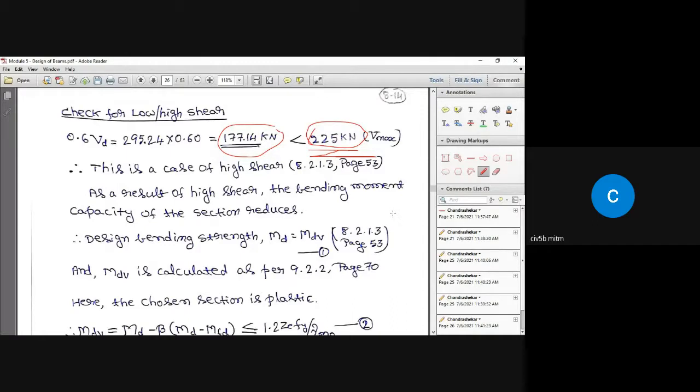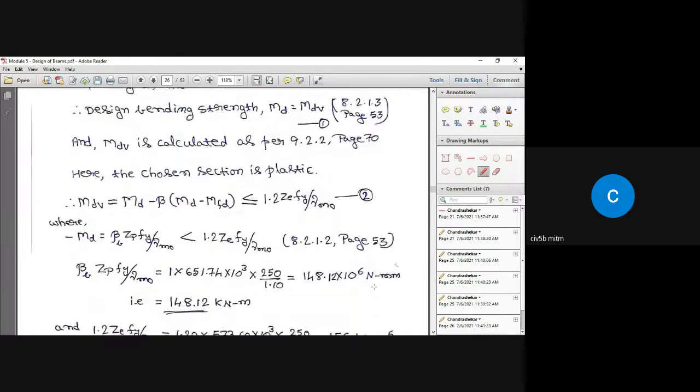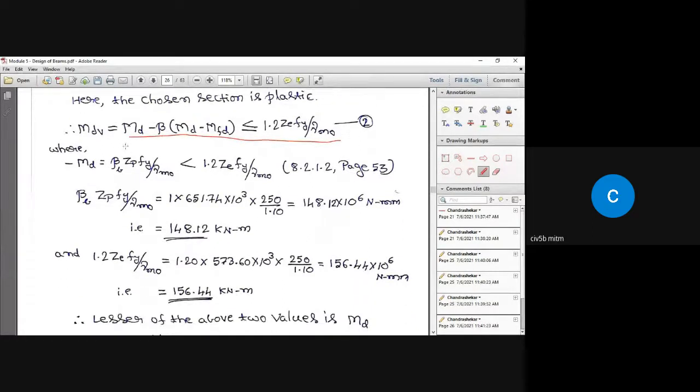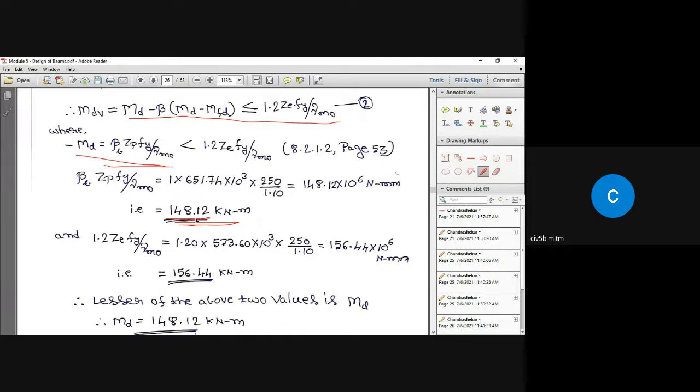That means in case of high shear, we are using a different set of formulas. So find out what is MdV. This is the formula I got from the code book. Find out each of the items. Here, what is the Md value? Md is the design bending moment capacity of the section. After calculation, we got that value equal to 148.12 if you remember. So in this equation, Md is known now.